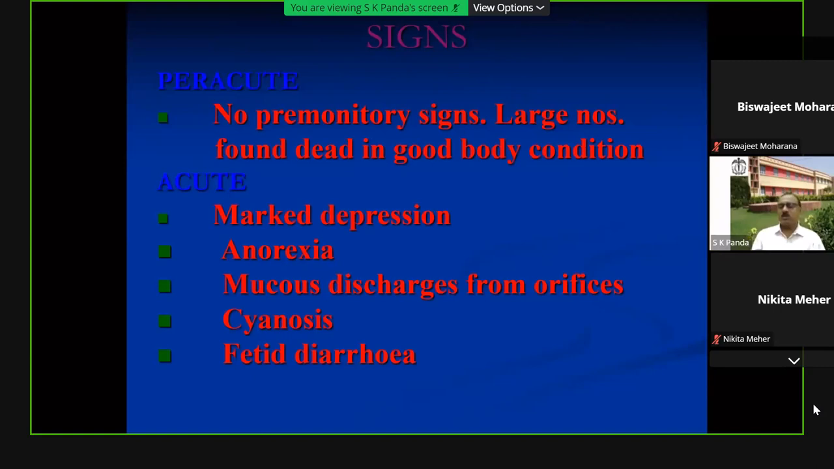Lungs, very good. Then intestine. It is mostly hemorrhagic septicemia, which will come in the form of pneumonia and enteritis. So here also you will find diarrhea, respiratory distress, and sometimes also swelling of the wattles.